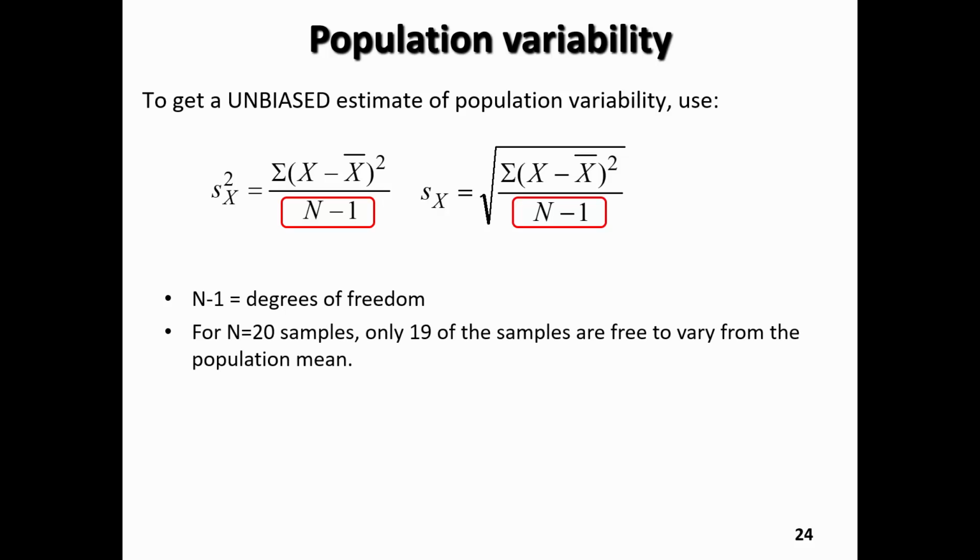And so if your sample size includes 20 research participants, only 19 of the samples would be free to vary from the population mean. And so the summation of the squared deviation terms would be divided by n minus 1 and not n, as essentially an average of the deviation scores of all of the research participants.